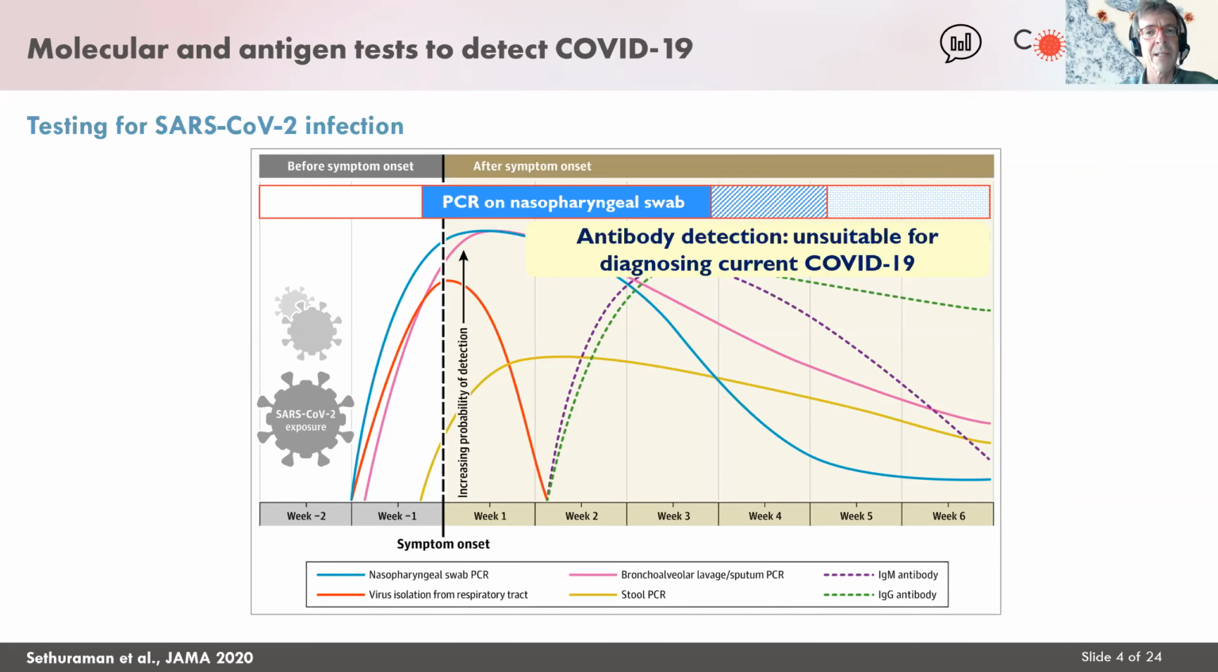And this is the only thing that I want to say about antibody testing, because we have an excellent talk on the topic coming up later on. But obviously, given the biological and other constraints, it's not the method of choice for diagnosing current COVID-19.